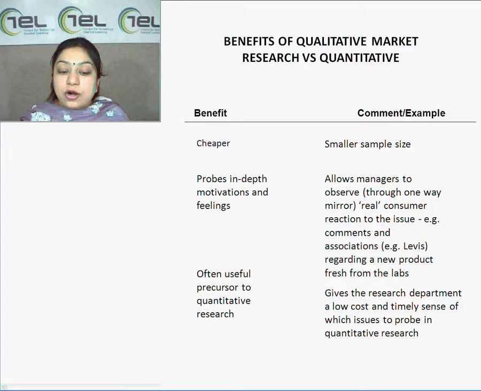It is also often a useful predecessor to quantitative research. It gives the research department a low-cost and timely sense of which issues to probe in the quantitative research.